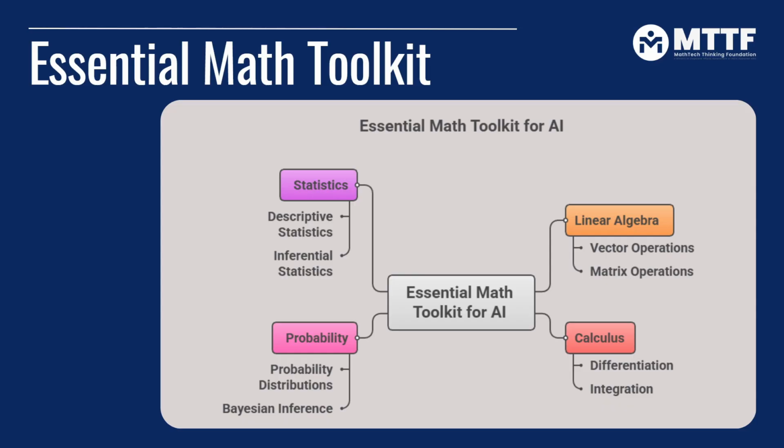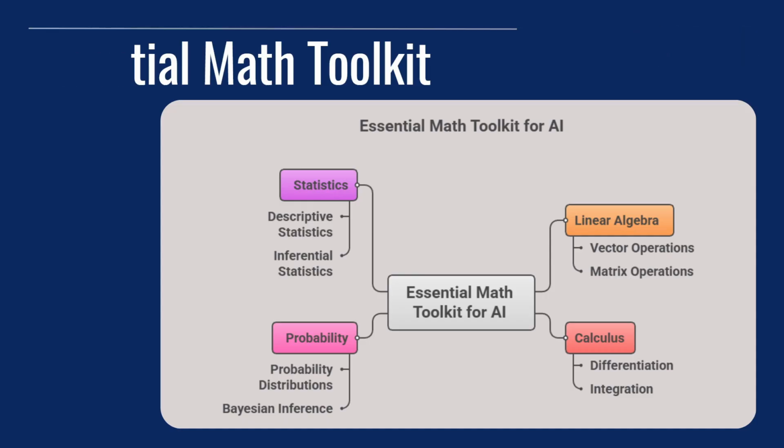Calculus is what makes learning possible. Differentiation tells the model how to reduce errors and improve performance. On the other hand, integration supports accumulation, expectation, and continuous modeling. Together, these mathematical tools form a foundation that allows machines to learn from the data and act intelligently.